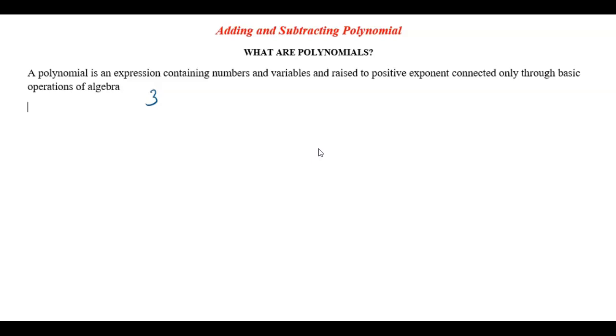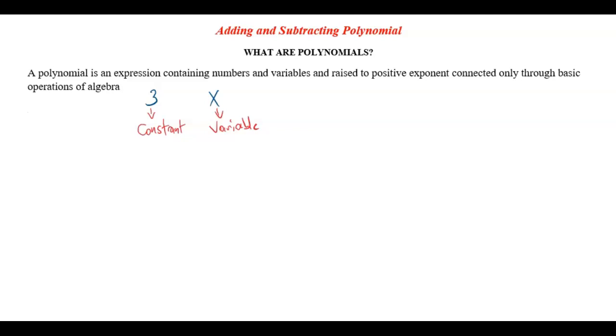We also have variables. Let's use the popular one, x. It could be z, it could be y. Now, when a number stands by itself, it is called a constant. Okay? When this number is by itself, it is called a constant. And the letter is called a variable. So that number by itself is called a constant and the letter is called a variable.